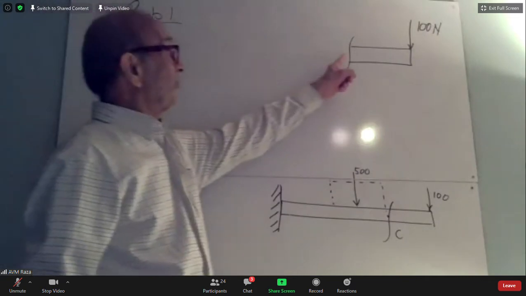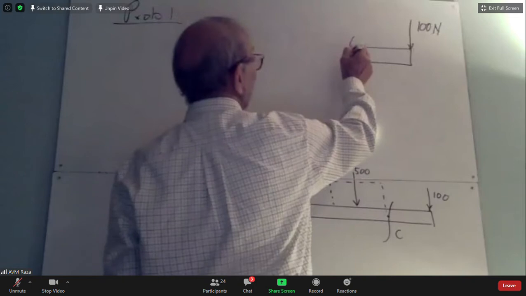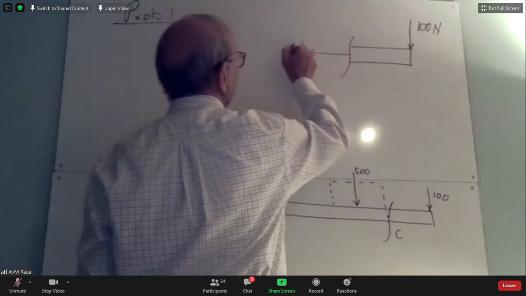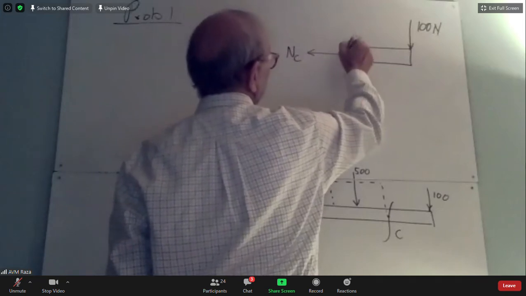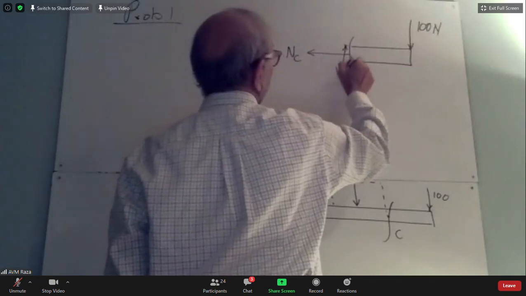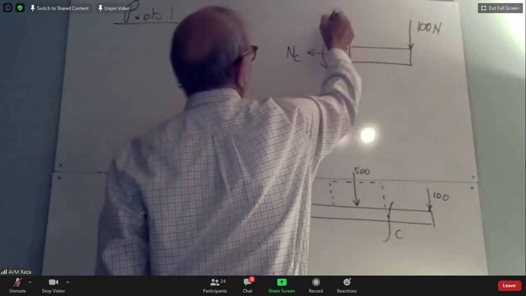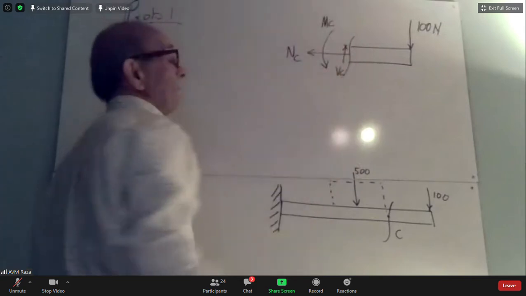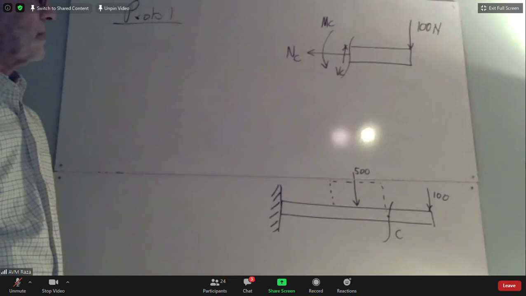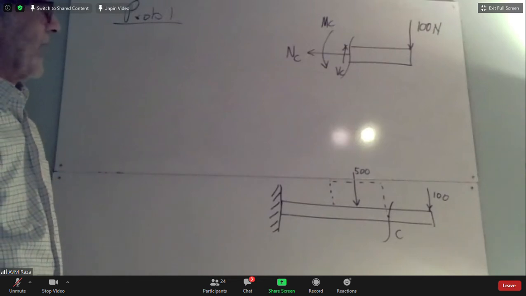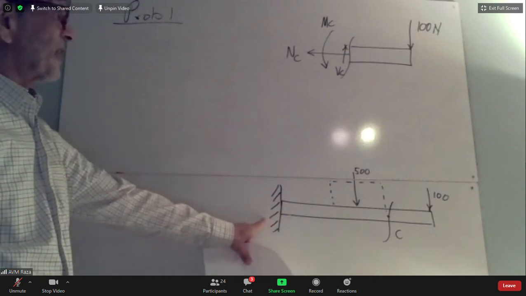Now the internal forces that I have exposed there at point C, they will be what? N, V and M, always show the three. This will be NC, and this one you can show as VC, and this one you can show as MC. N, V, and M. So that's the free body diagram from the right hand side. So I will not need the support reaction here.